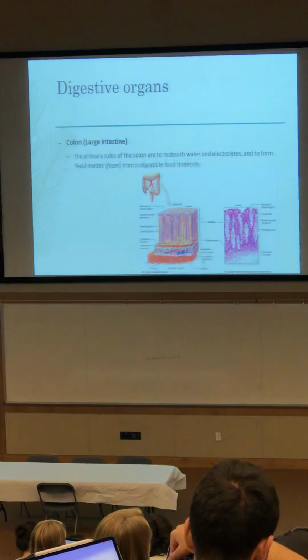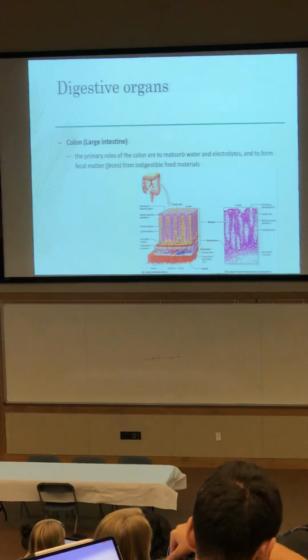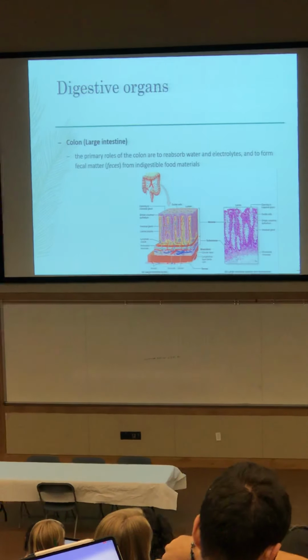And then that leads to the anal canal. All right, so the primary roles of the colon: to reabsorb water and electrolytes and to form fecal material, feces, from the indigestible material. So this is what the wall of the small and the large intestine looks like. This is the diagram from your textbook, and here's an actual photograph.